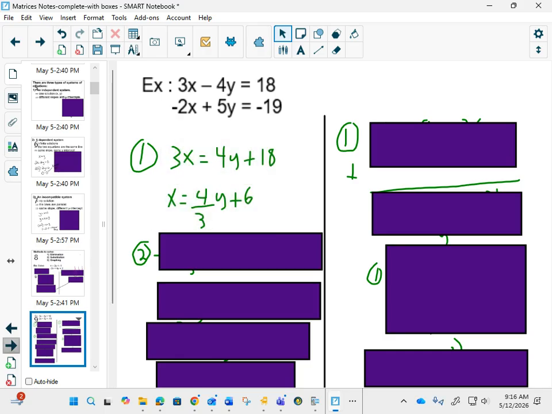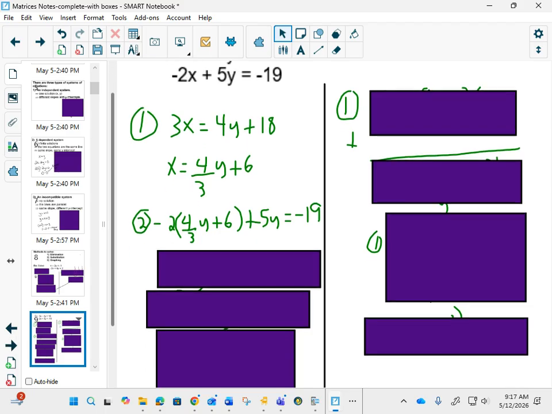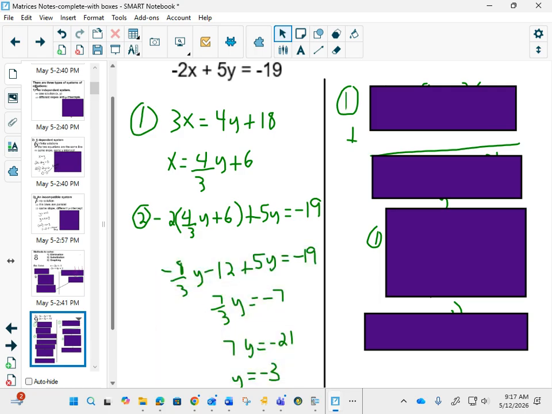So if you wanted to get a variable by itself, like I chose to get the x by itself in equation 1, I get a fraction of 4/3. I could plug that into the equation. It's just dealing with fractions, which isn't the hardest thing, more annoying than anything. And I could rearrange and solve, and y actually turns out to a nice number, -3.